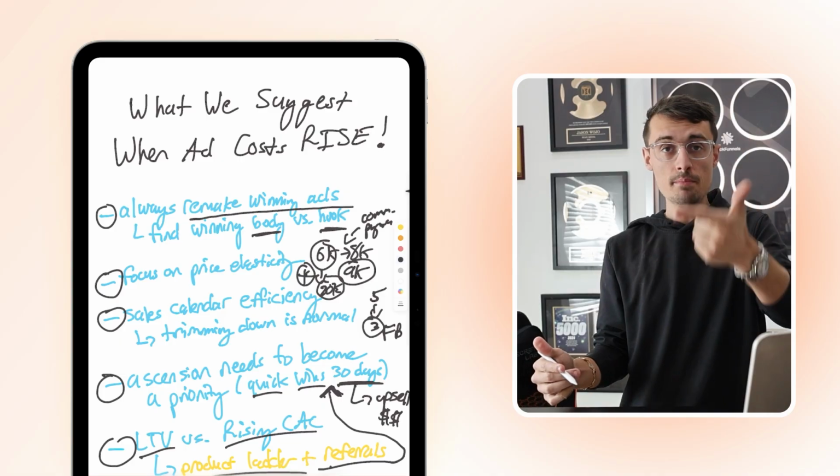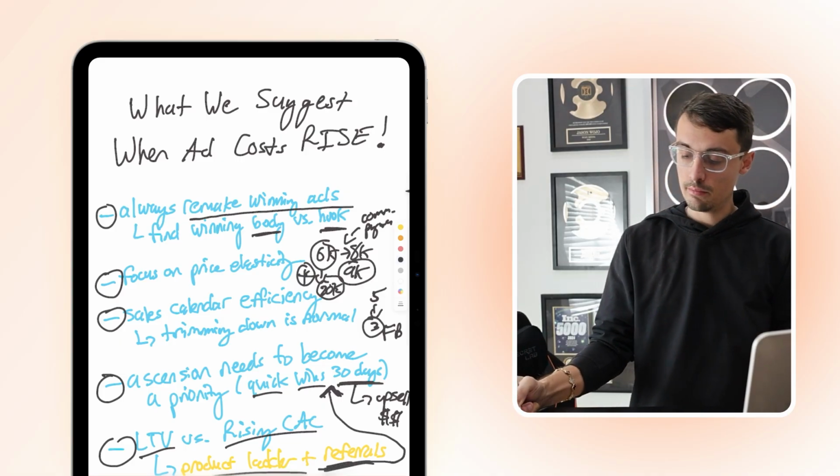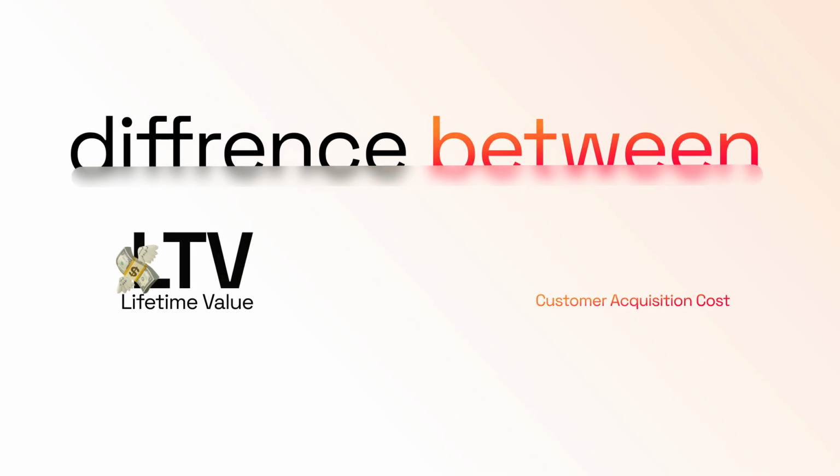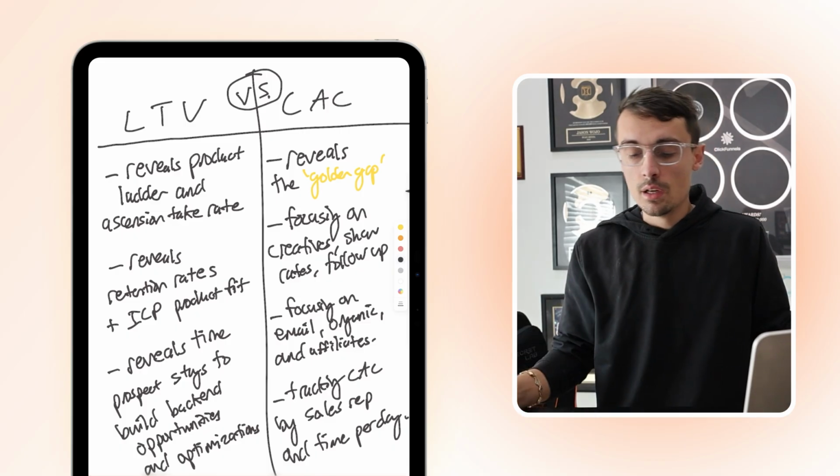I get them to resign, and I also can get referrals from that. And this brings me to the last part, which is the difference between LTV and CAC, okay?